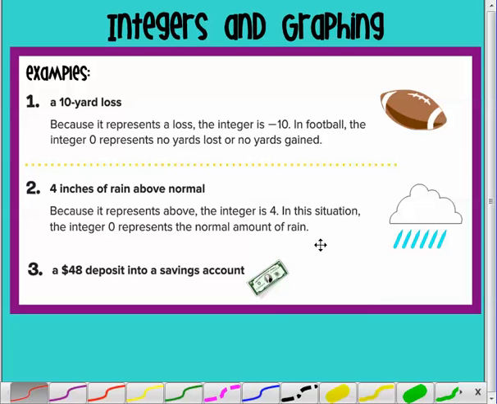In the third example, a deposit of $48 into a savings account is a good thing. That means you've earned some money or you've been given some money, which was really nice. And that would be represented with a +48. Okay, positive is good, negative is not so good.